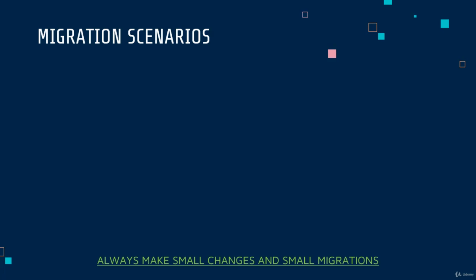If you try to combine 3 or 4 changes in a single migration, it might end up having a confusion at the end when you look at what was done. Even when you have to roll back for some reason, it will be troublesome if you do that. So always try to make small changes and make small migrations.